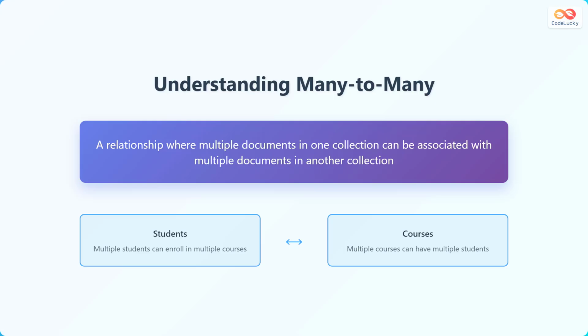For example, consider students and courses. Multiple students can enroll in multiple courses, and multiple courses can have multiple students.